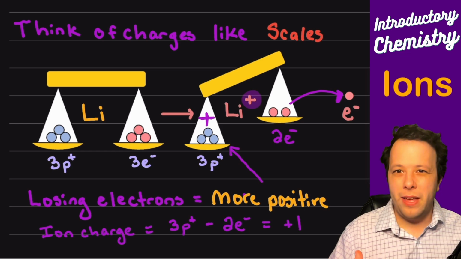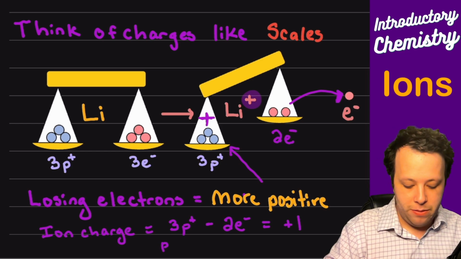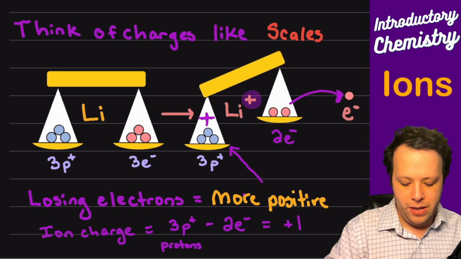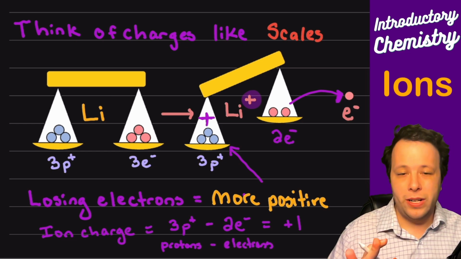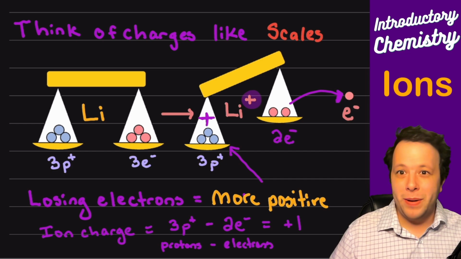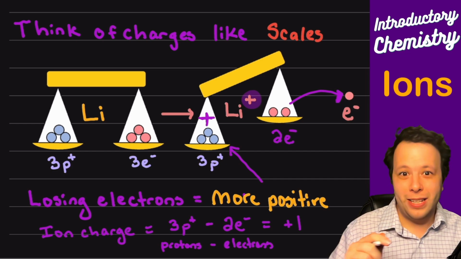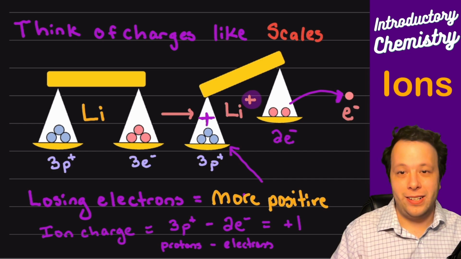So this is where that math is coming from: protons minus electrons. And you can do this for any species. It's a good one to have in the back of your notebook somewhere, boxed off, to know how to calculate ionic charge.